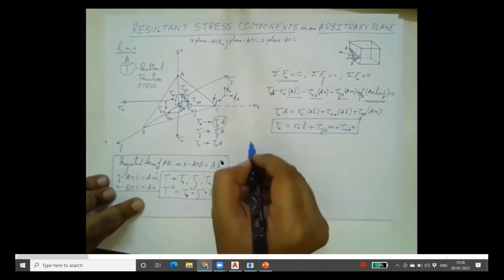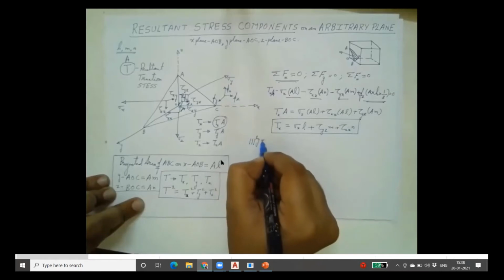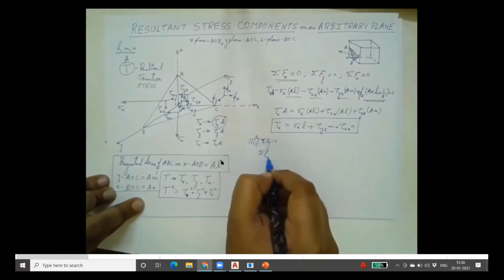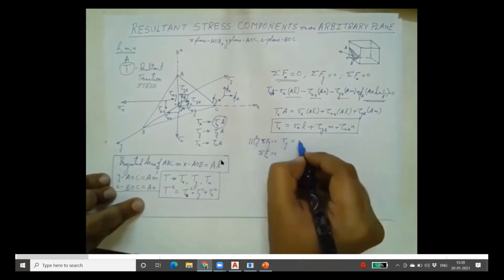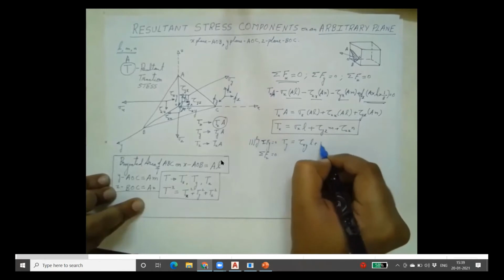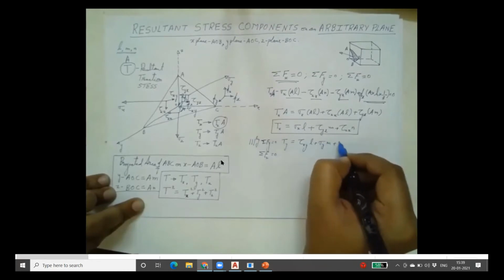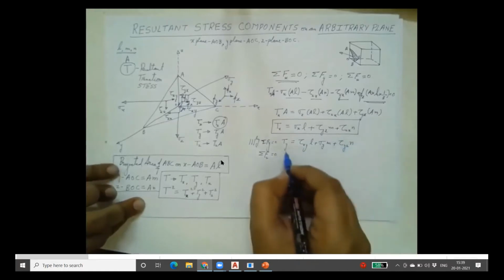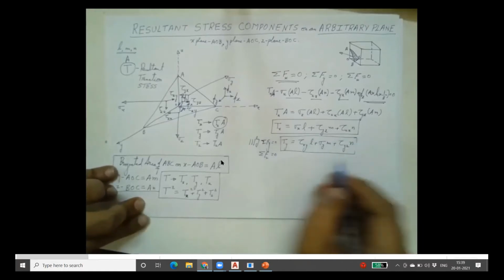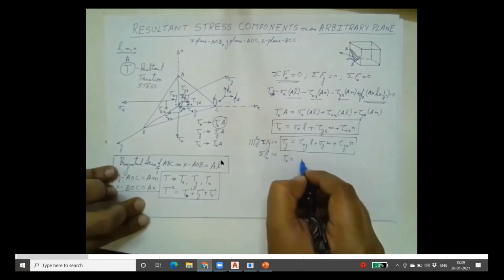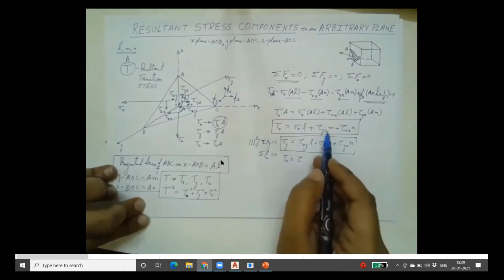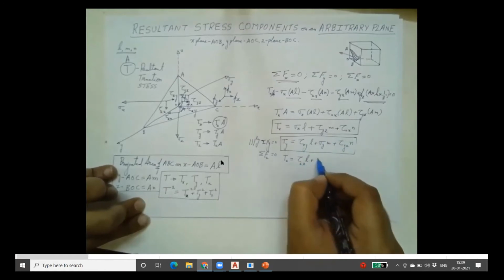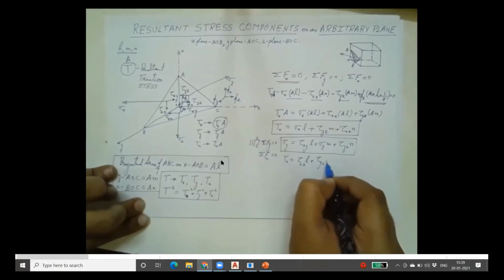Similarly, we can write equations by considering these two conditions. So Ty equals tau xy into L plus sigma y into M plus tau yz into N. And Tz equals tau xz into L plus tau yz into M plus sigma z into N.